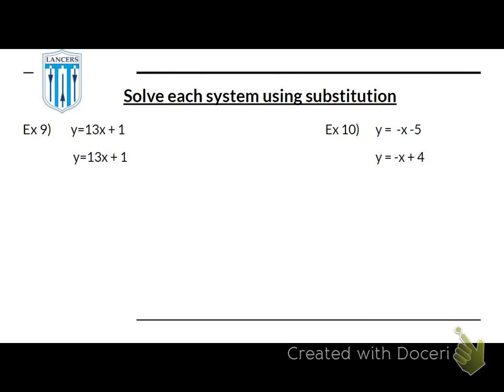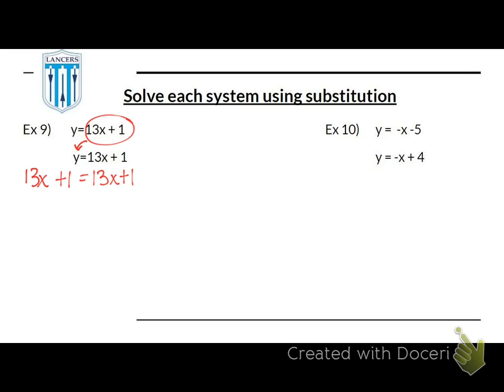Number 9. What's special about number 9? Oh, this is the same thing. They're the same thing twice. So, some of you might already know this from yesterday when we graphed. We could technically treat it like one of the ones we did today, even though we notice it's going to look a little funny. 13x plus 1 equals 13x plus 1.